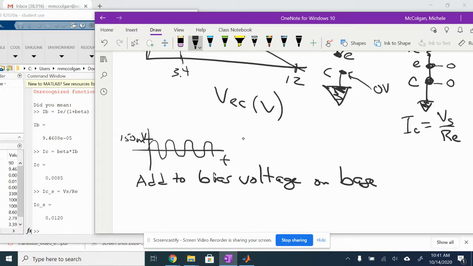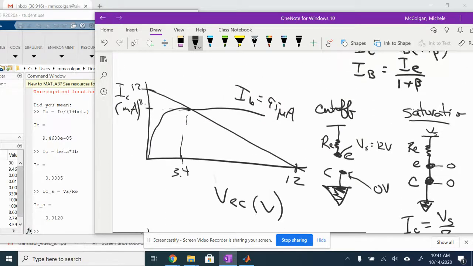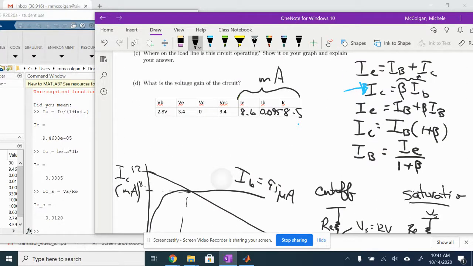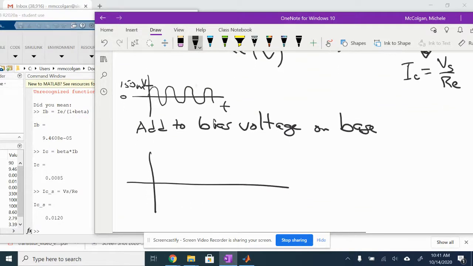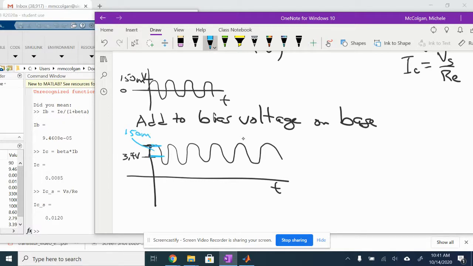And what happens when I add this to the bias voltage on the base? This right now is my 0 here. When I add it to the bias, I am just bringing it up to my value for VE, which is 3.4. So now I'm just taking the same signal and biasing it up to 3.4, and I'll have the same signal. This is time. And the amplitude from here to here is still 150 millivolts.